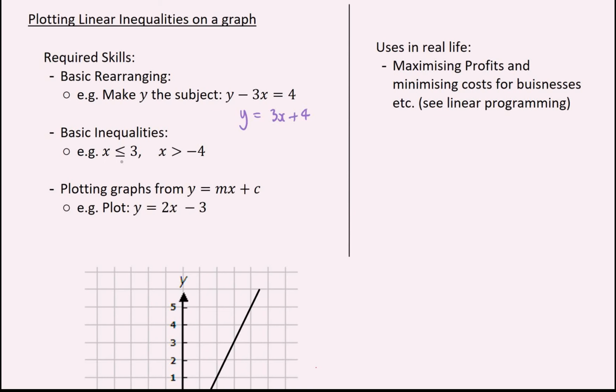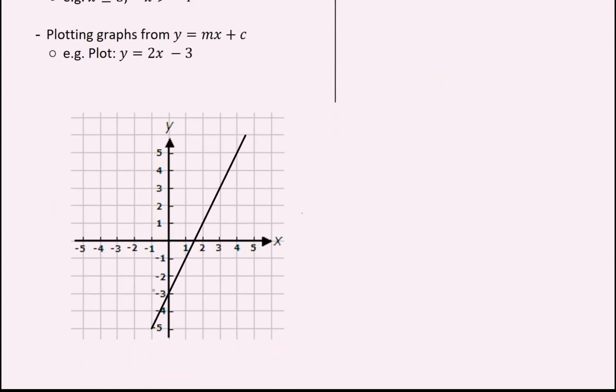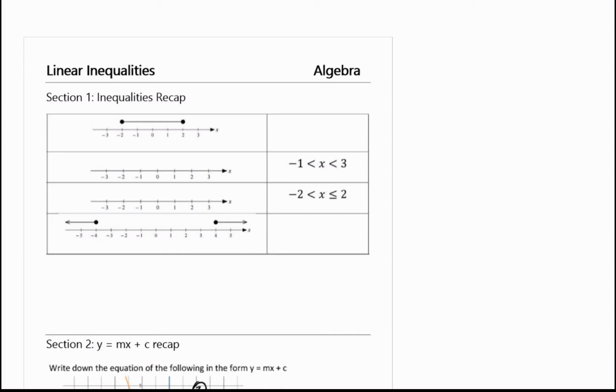Also, you need to know how basic inequalities work. So here x is less than or equal to 3, and here x is greater than minus 4. And lastly, make sure you can plot basic graphs using y equals mx plus c. So, a quick example, here y equals 2x minus 3. That means you would have a y-intercept of minus 3 and a gradient of 2, which means every one square you go across, you will then go 2 squares up.